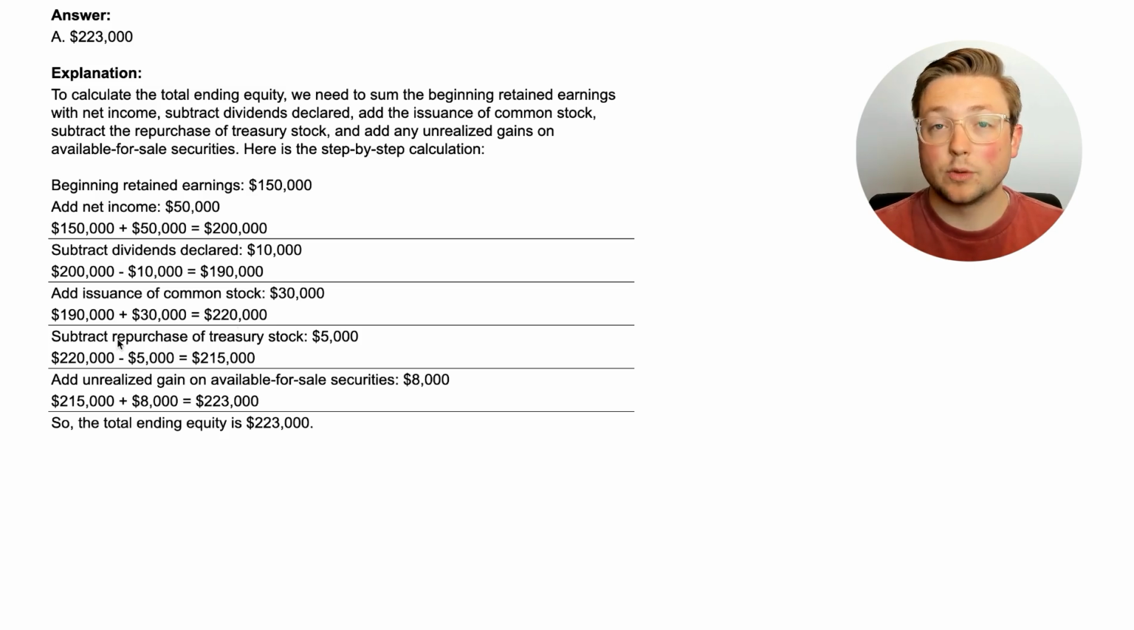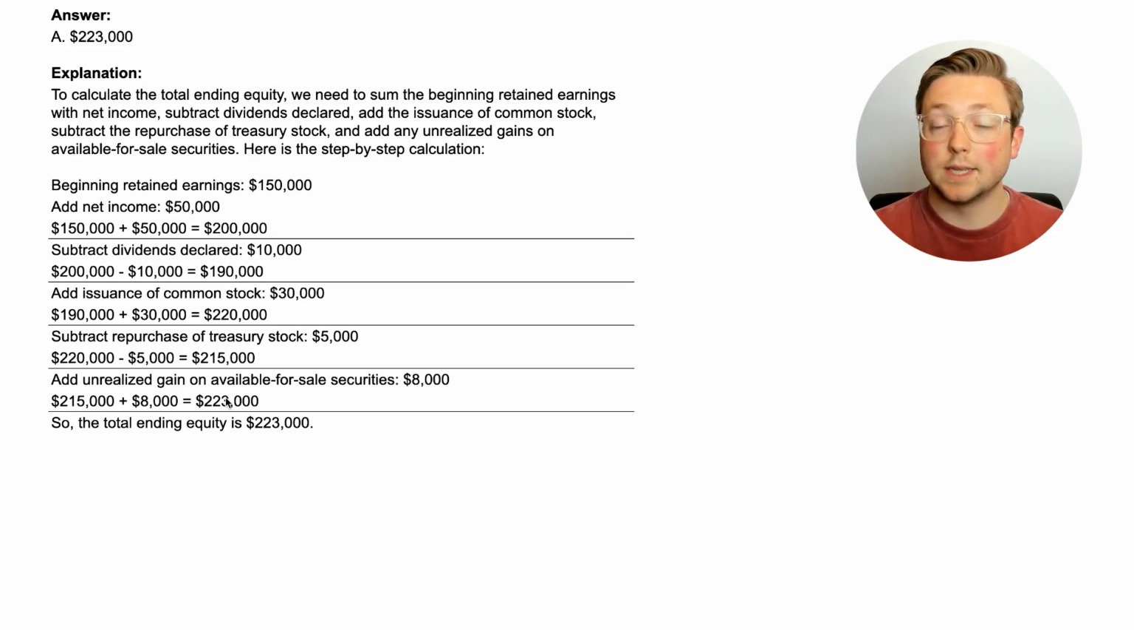And then we subtract the repurchase of treasury stock. So this is a decrease in the equity. So that leaves us with $215,000. And then we add the unrealized gain on available for sale securities. That was $8,000. And that gives us $223,000 of total equity in the end.